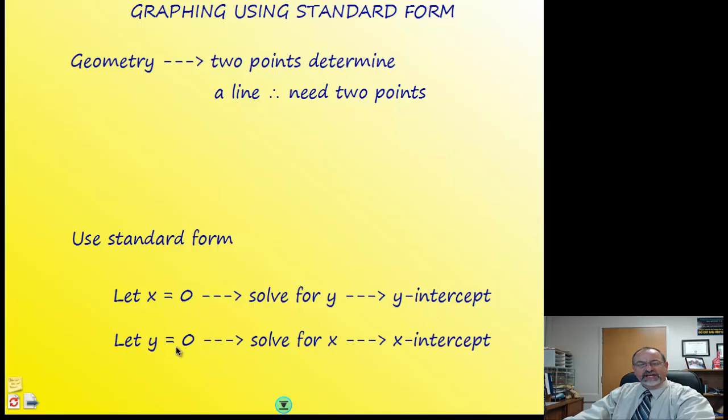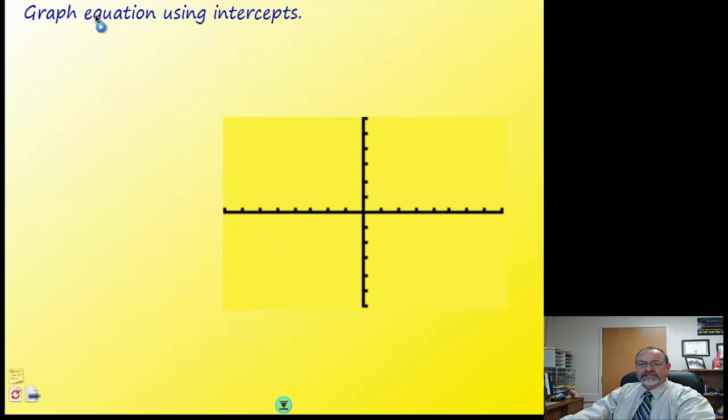Then to figure out the x-intercept, you plug in 0 for y. That will eliminate the y term, leaving you just x. Solve for x, that's the x-intercept. So then you have your 2 points, then you graph it. Okay, so let's do a quick example.